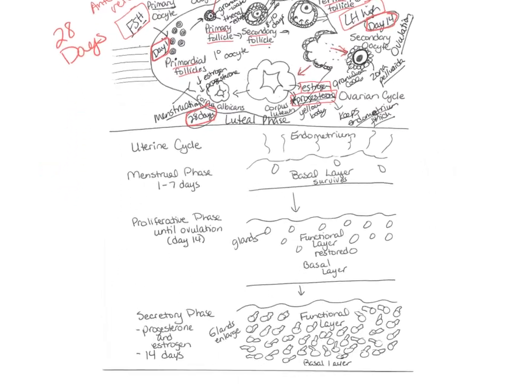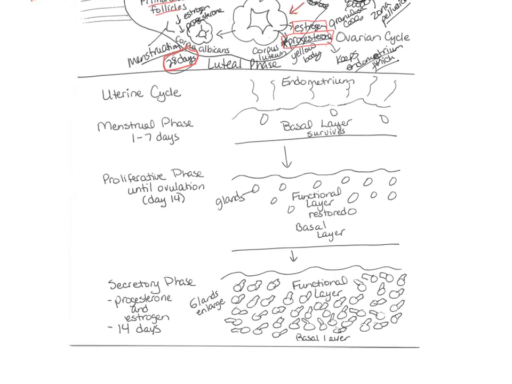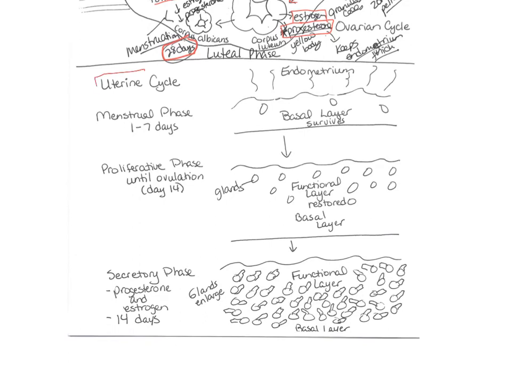The typical uterine cycle is a 28-day cycle, just like the ovarian cycle. 28 days is a typical uterine cycle, but it can vary from female to female. The cycle begins on day 1 with the onset of menstruation. Menstruation is also called menses. It's the destruction of the functional layer of the endometrium.